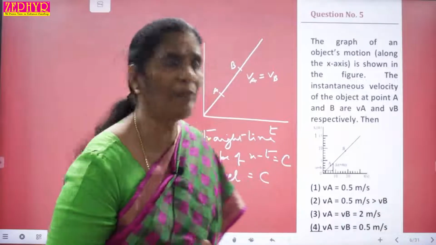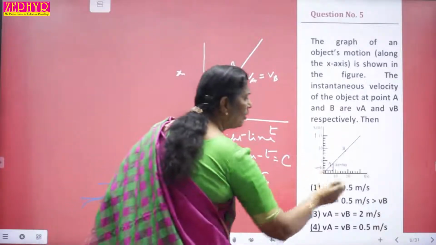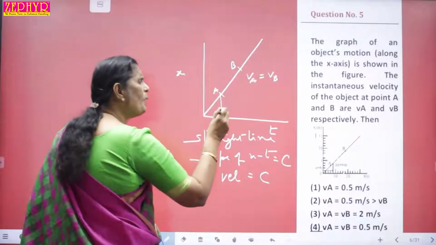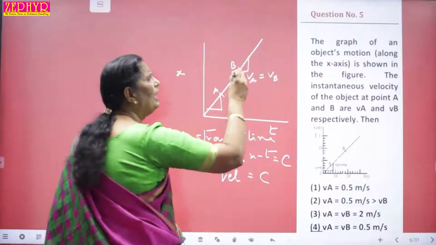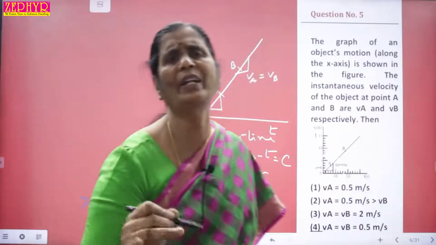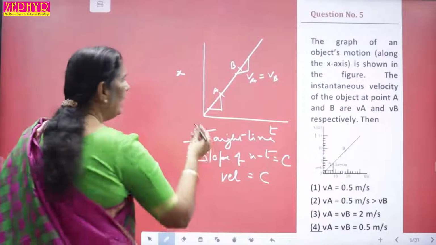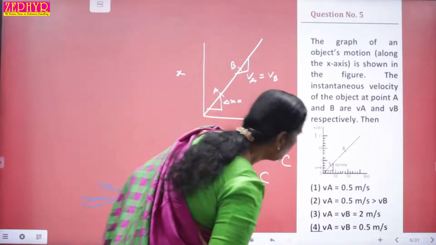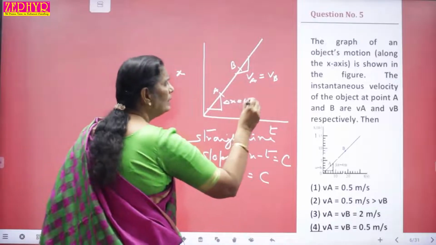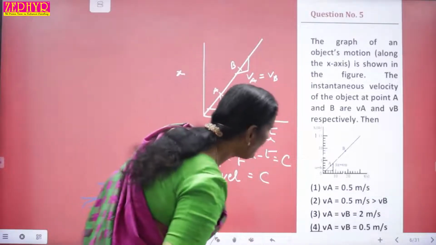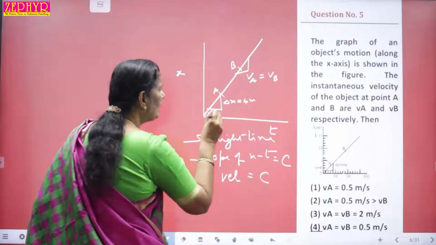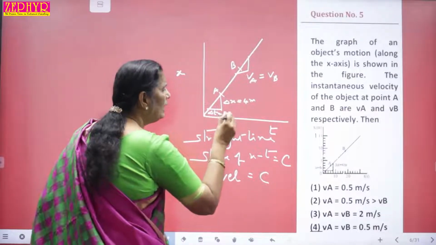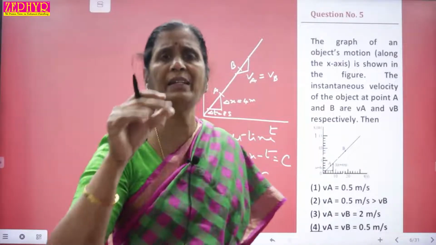At any point we can find it out, and they gave this data also. Depending upon the data, we can find out at any point. So here how much did they give? It is 4 meters. And here they gave delta t, 8 seconds. So they gave the information about delta x and delta t.